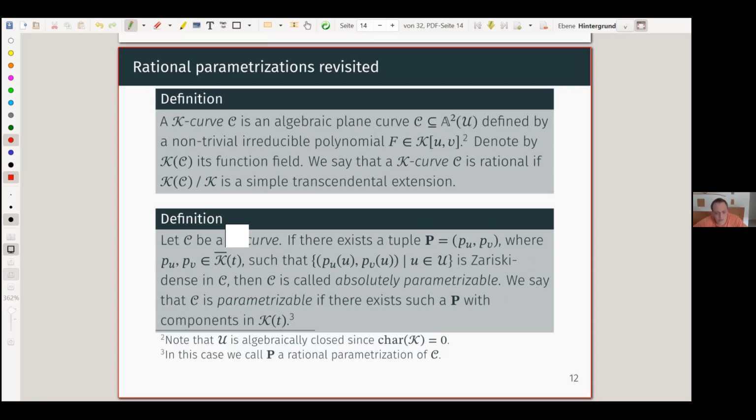In a nutshell, it's written more elaborately here, and I will also consider K curves, which are not necessarily over an algebraically closed field. So the coefficients are not a priori in an algebraically closed field. You will see later why I want to do this. But for such a thing which is defined over K, I will call it a K curve. And a K curve is always defined by a bivariate polynomial, which is irreducible over K and non-trivial.